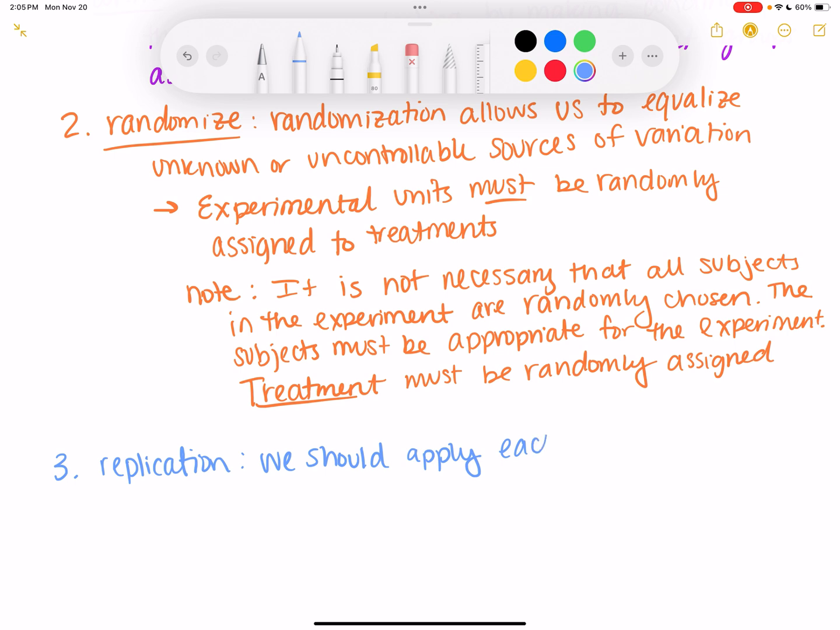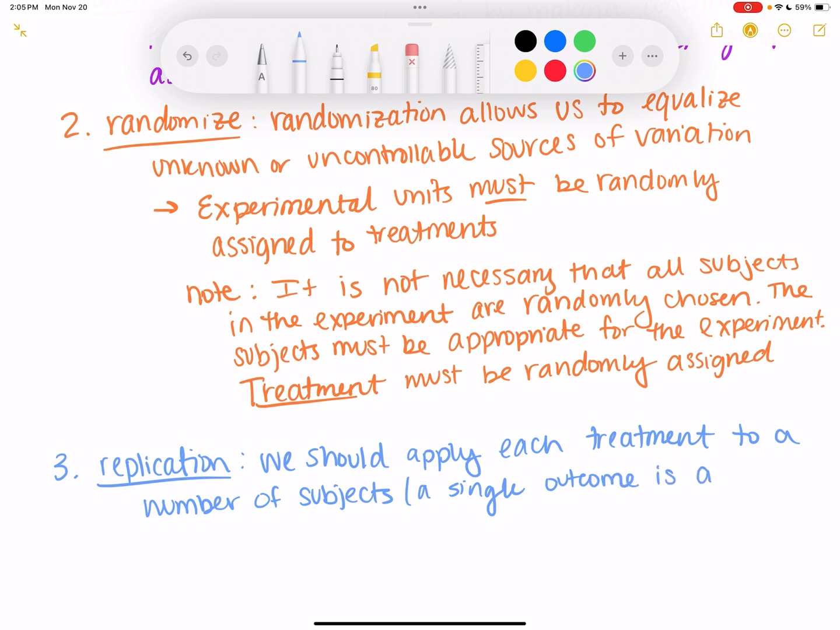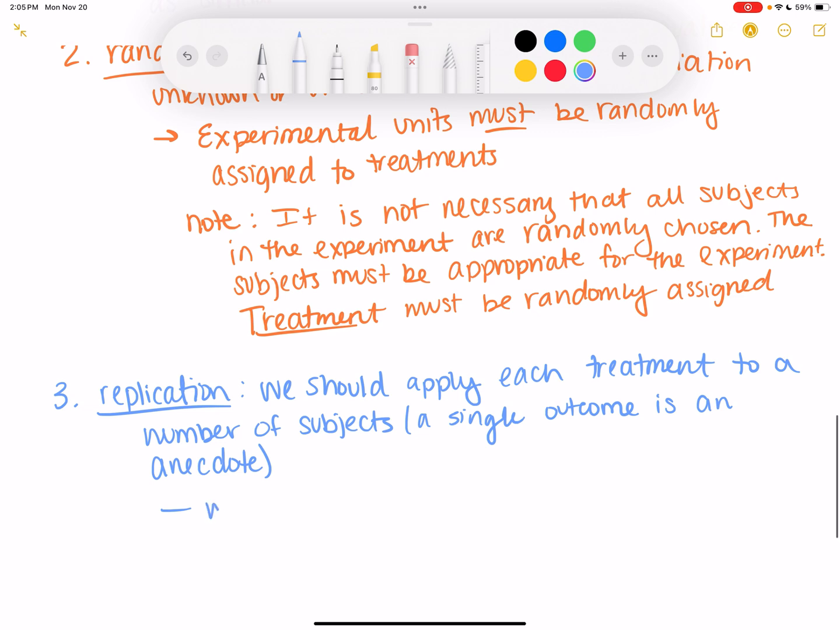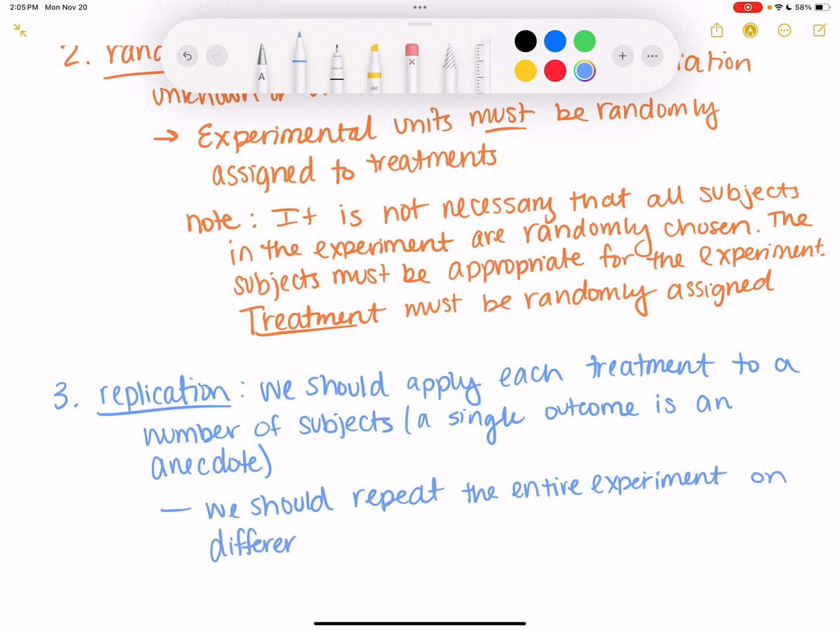Replication. We should apply each treatment to a number of subjects. A single outcome is an anecdote. We should repeat the entire experiment on different groups of subjects.